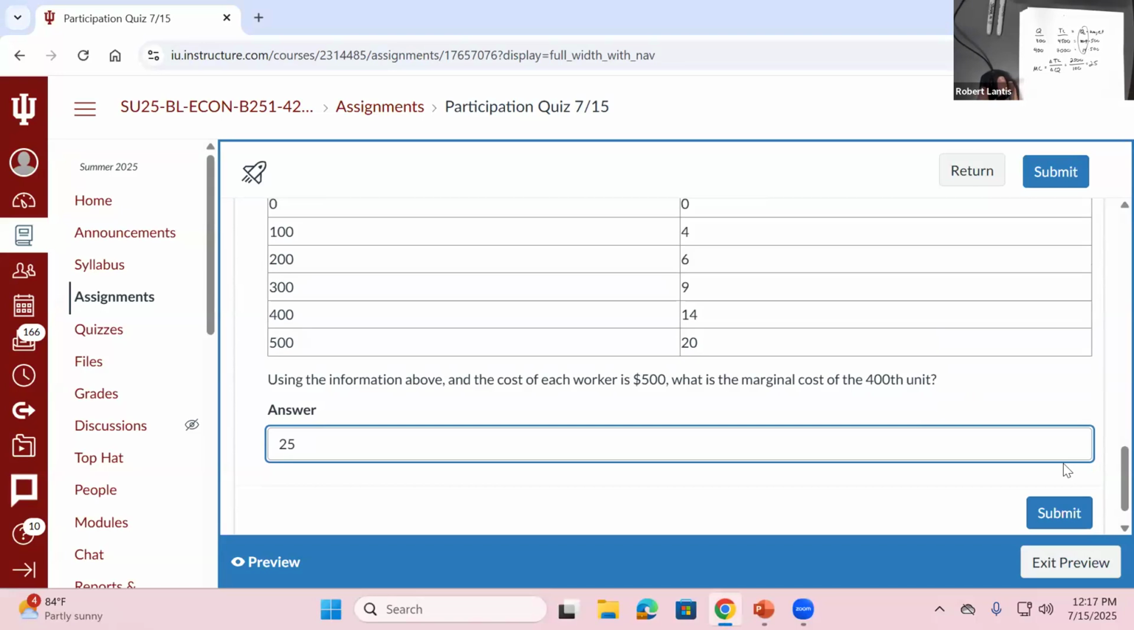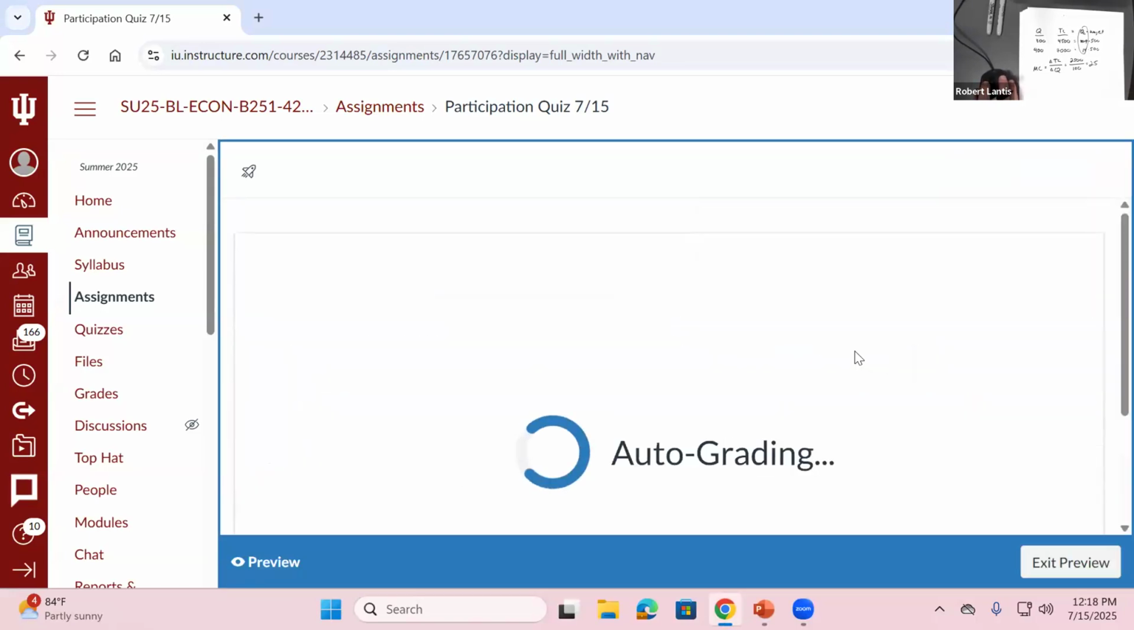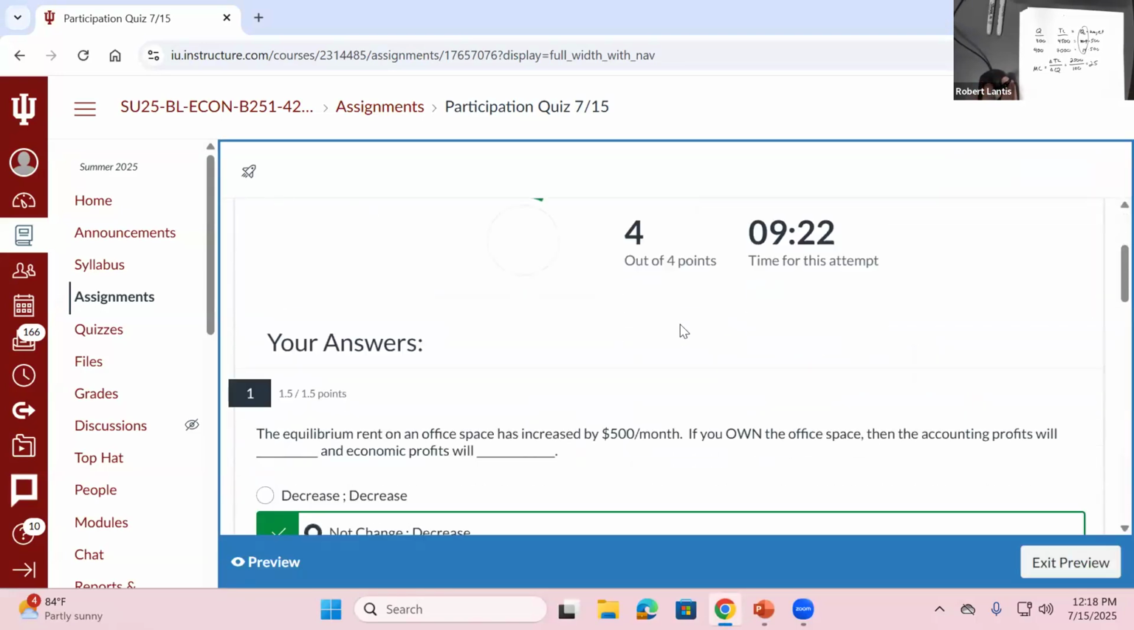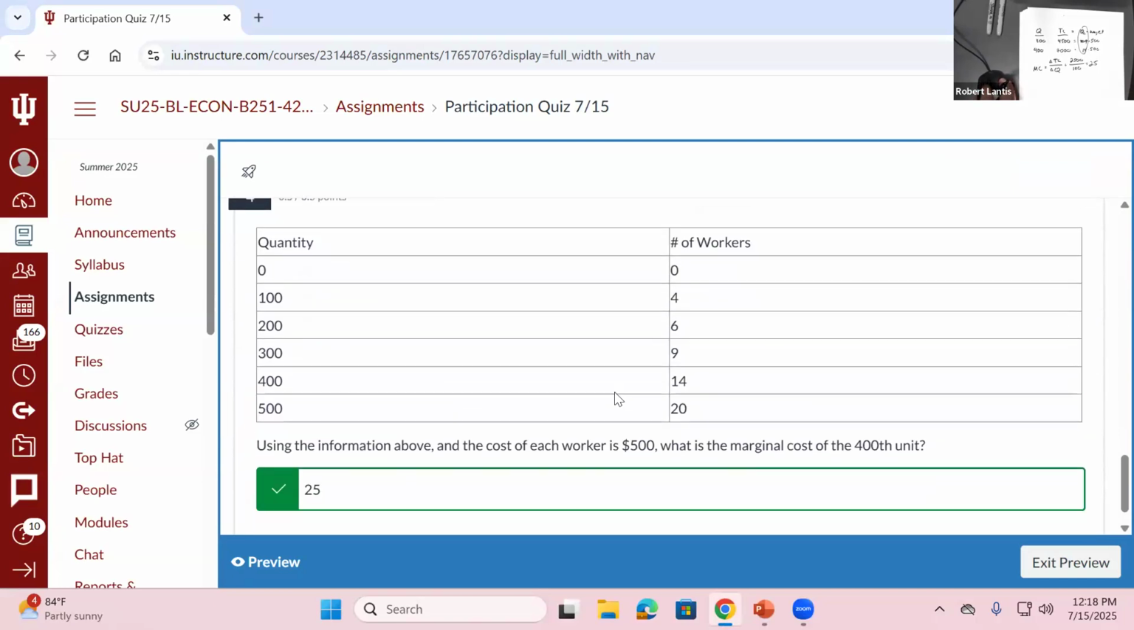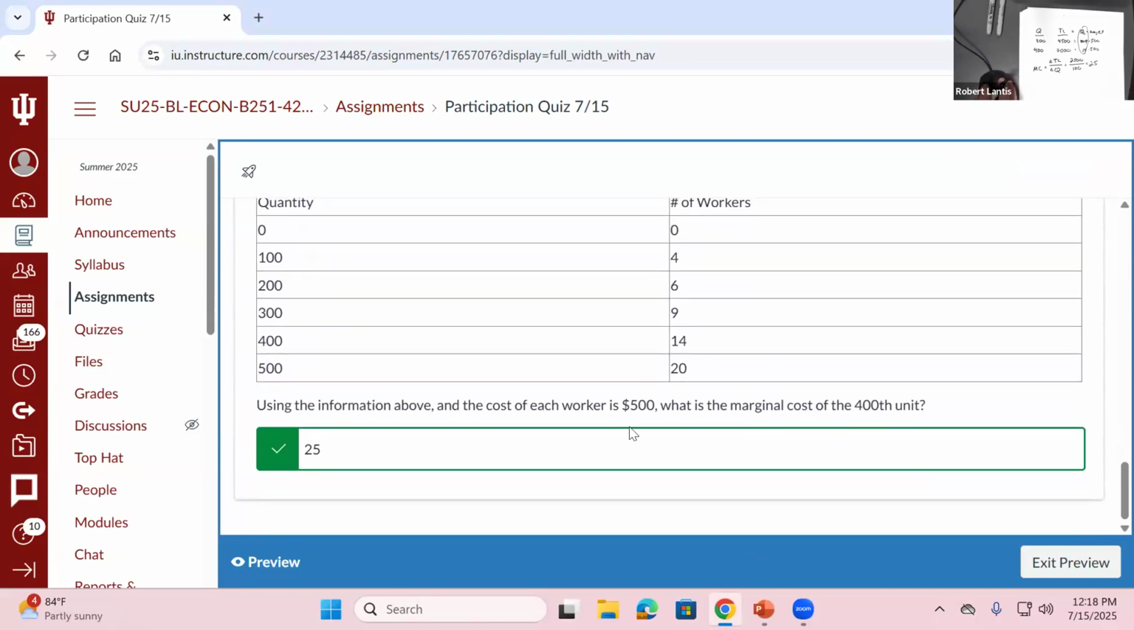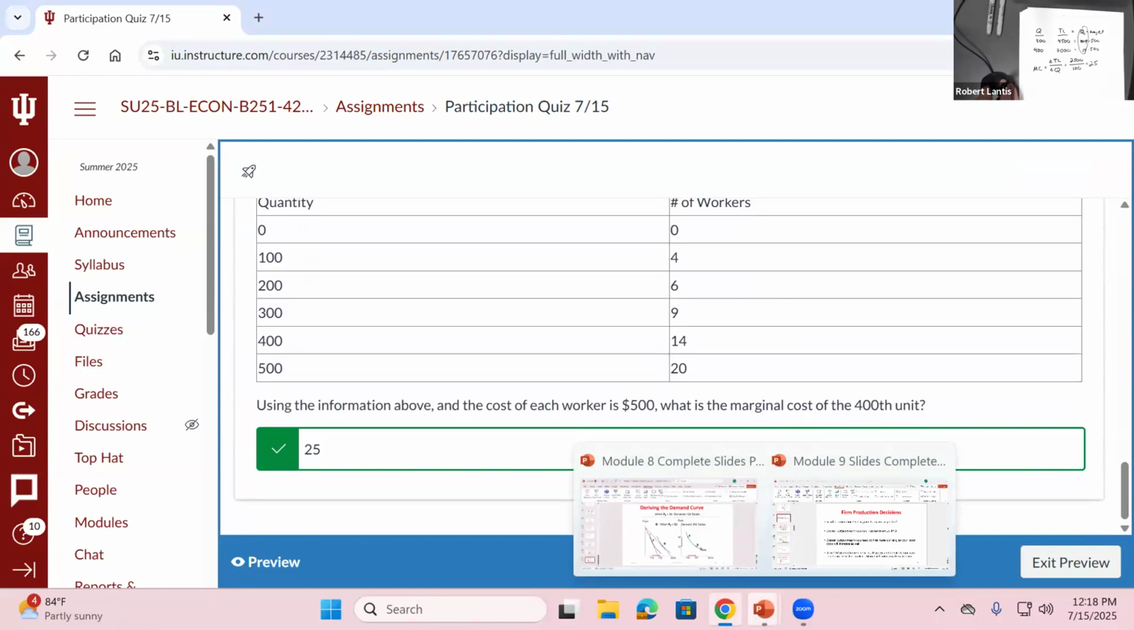And then we'll go ahead and submit this. Let's make sure I've got everything selected. There we go. Okay. Any questions on that? We'll go through some more examples of this in the last couple questions here.